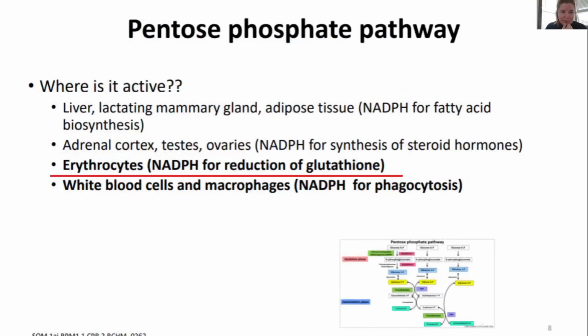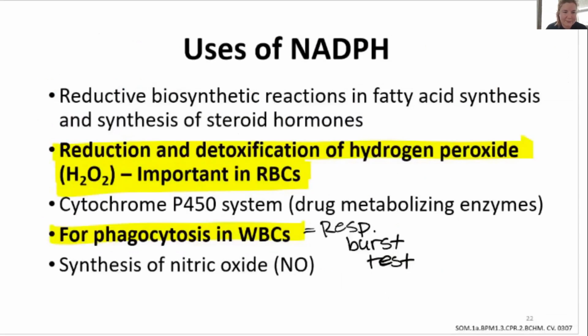Here you go. So erythrocytes, this is the big one. I just wanted to point this out because of the glutathione, that's what Brady was talking about earlier. You need this as it goes hand in hand with reactive oxygen species. You want to make sure that you have the antioxidants in there. So the uses, again, important for red blood cells: detoxification of hydrogen peroxide, which goes hand in hand with antioxidants. And then this is what I want to go over next: phagocytosis in white blood cells, which correlates directly to the respiratory burst test.